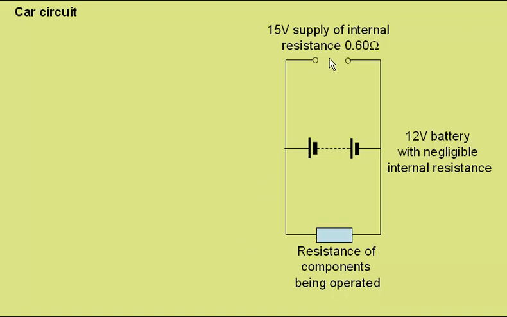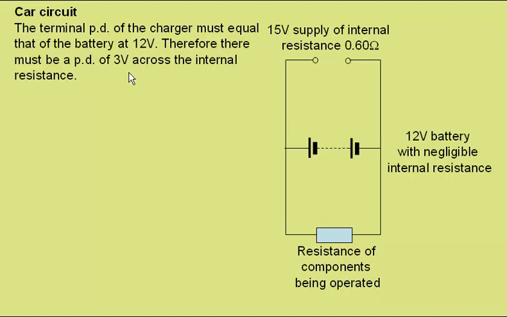The charger here and the battery are in parallel, and so the terminal potential difference of the charger must equal that of the battery at 12 volts. So there must be a potential difference of 3 volts across the internal resistance of 0.6 ohms. So we can find the current through here. The current is equal to voltage over resistance, meaning there is a current from the power supply here of 5 amps. I'm going to mark that on my circuit here.